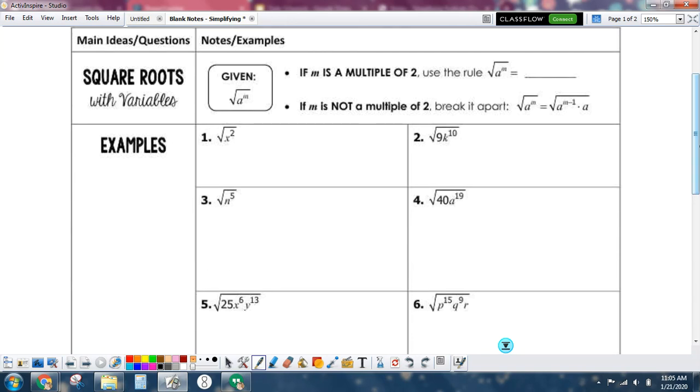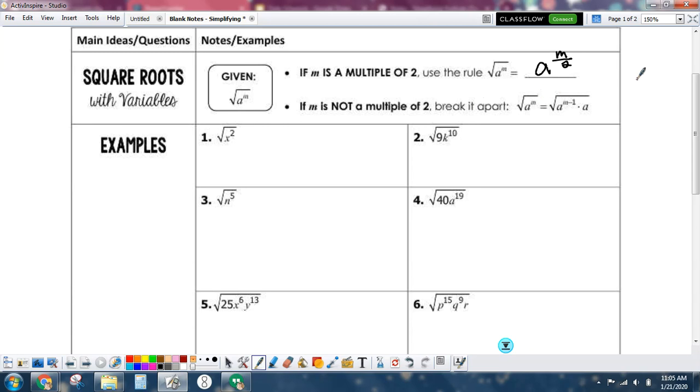So this is going to seem a little confusing at first, but with practice, it becomes really easy. So, for example, given the square root of a to the mth power, if m is a multiple of 2, you're going to use the rule where you take your m and divide it by 2. So whatever your new exponent is, when you have the square root of a to the m, your simplified version is a to the m divided by 2. If it's not a multiple of 2, then you're going to break it up. So you're going to take your m value.